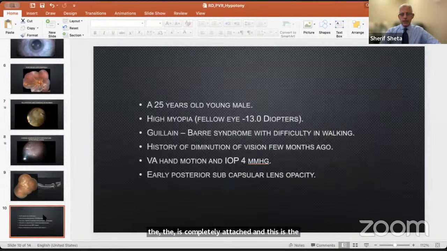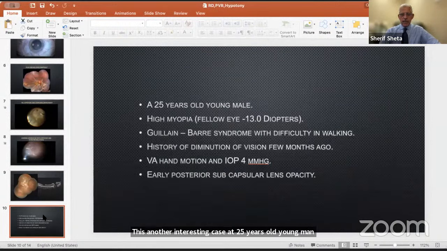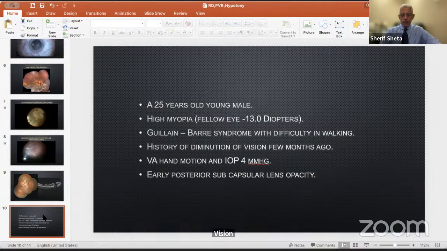This is another interesting case, a 25 years old young male who is highly myopic. The fellow eye was -13. He has Guillain-Barré syndrome with difficulty in walking and speaking, and that's why probably the detachment has been there for a long time. He has a history of diminution of vision a few months ago. Vision at presentation was hand motion, and the intraocular pressure was 4 millimeters of mercury. He also had early posterior subcapsular lens opacity.